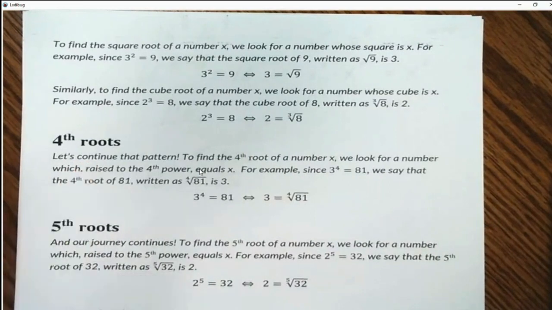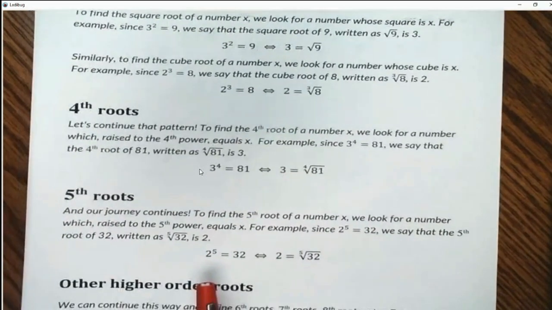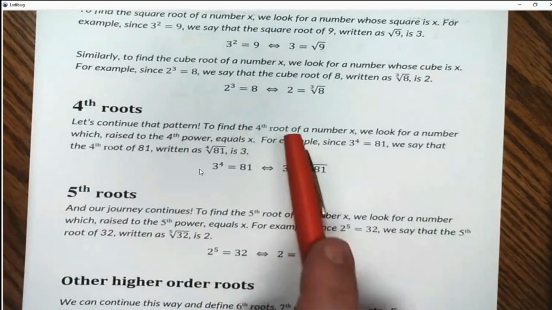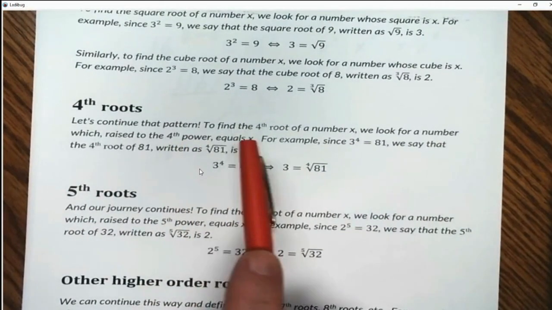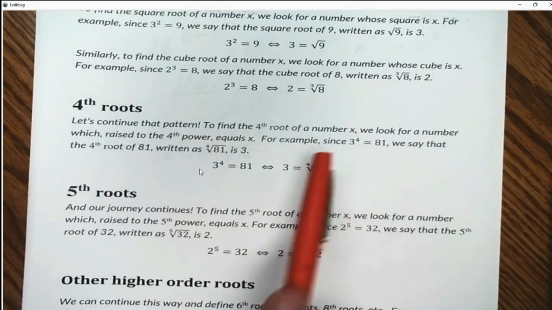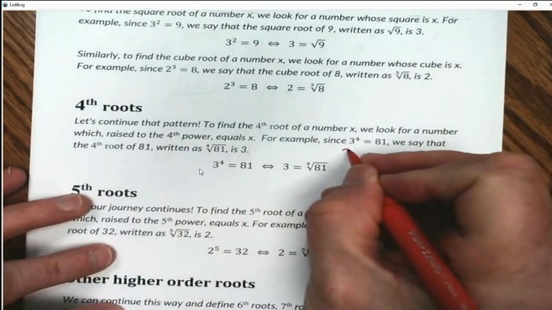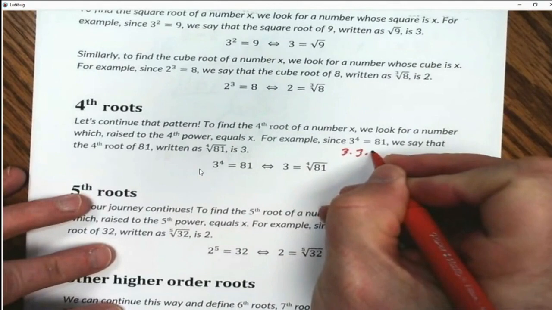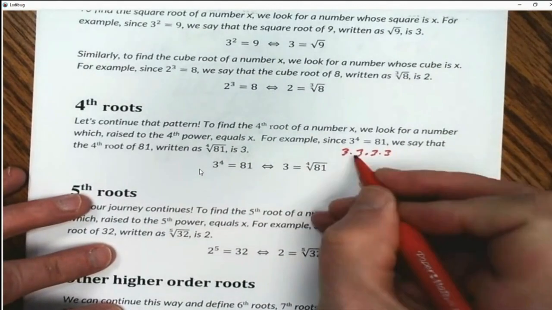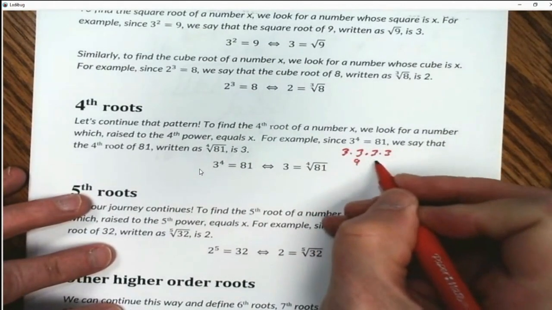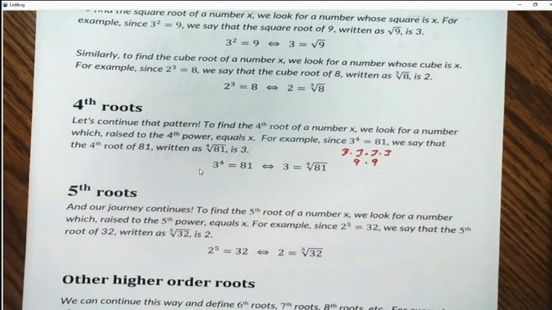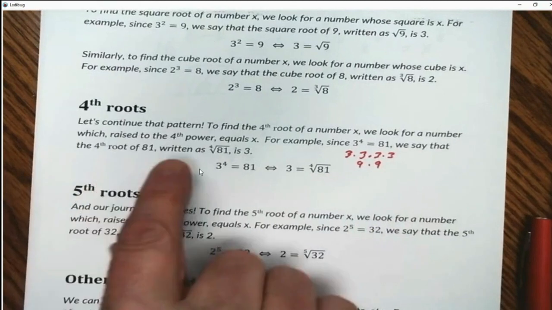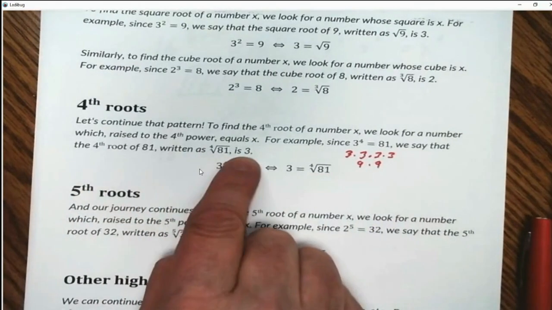Fourth roots, just continuing that pattern. To find the fourth root of a number, we look for a number which raised to the fourth power equals that number. 3 to the fourth power, which is 3 times 3 times 3 times 3. Because 3 times 3 is 9, and 3 times 3 is 9, and 9 times 9 is 81. So we say the fourth root of 81 is 3.